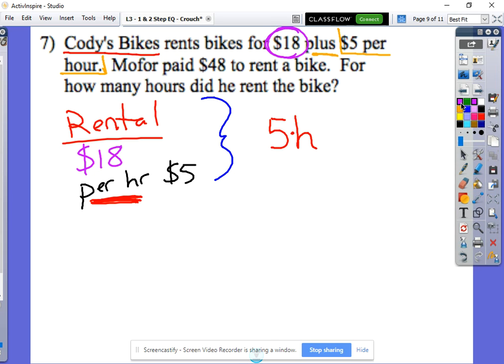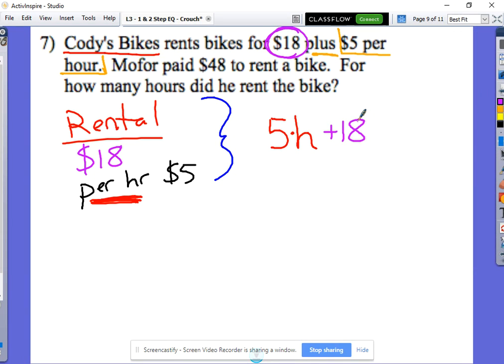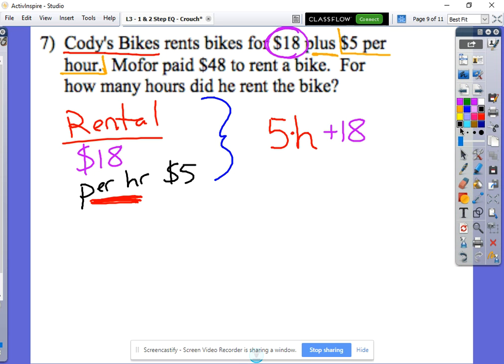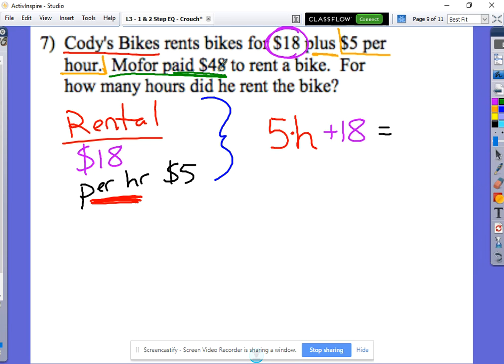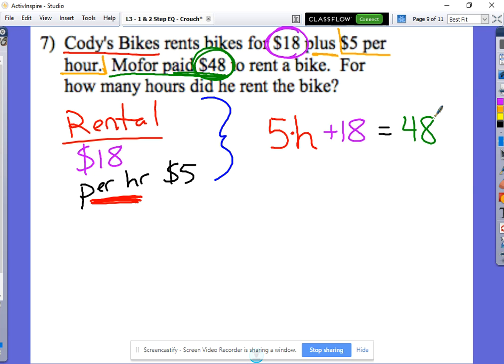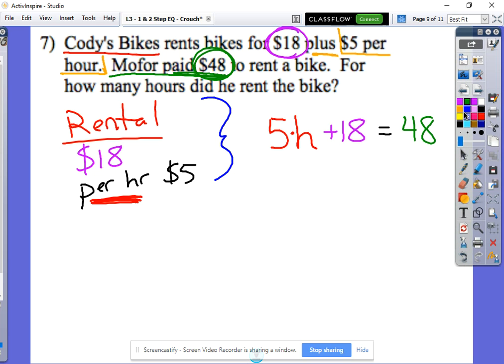But like I said earlier, we have that additional $18 that we have to spend no matter what. So that's the beginning of our equation. Not quite an equation yet. The last piece is, well, what is this going to be equal to? That brings us back up to the question, where it says we're paid a total of $48 to rent a bike. So that's what we set our equation equal to. And now we have our equation ready to solve.